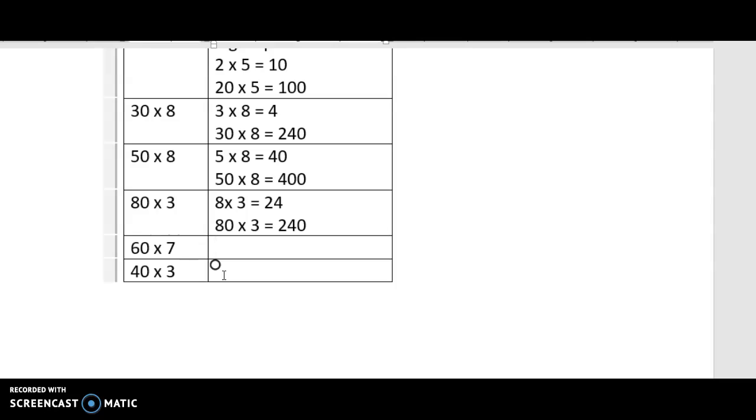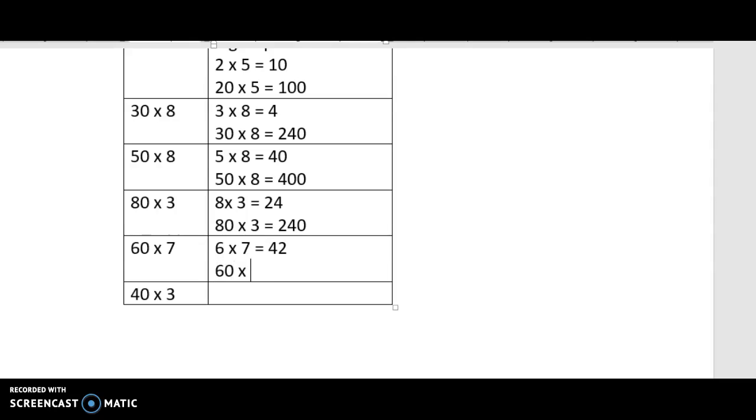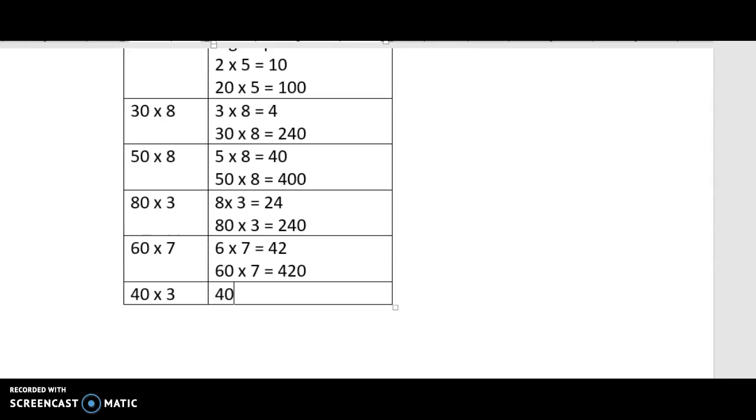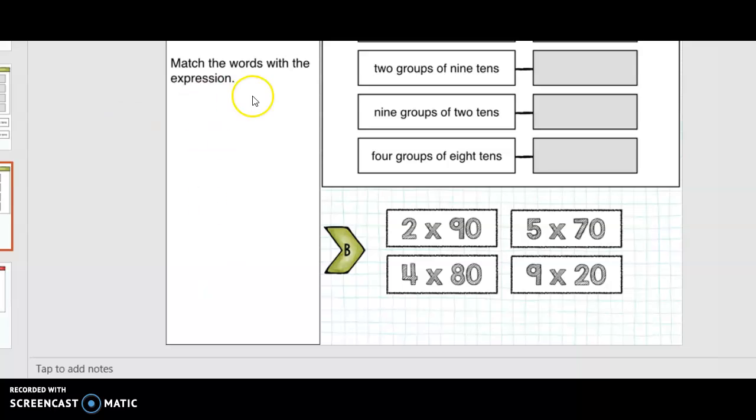The starter problem for 60 times 7 is 6 times 7, and we know that equals 42. So 60 times 7 equals 420. I just had 1 zero, so I added a 0. And then 40 times 3, starter problem is 4 times 3, we know that's 12. So 40 times 3 equals 120. 12 groups of 10 is 120.